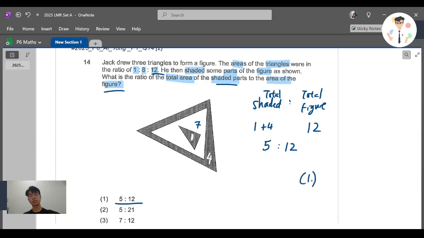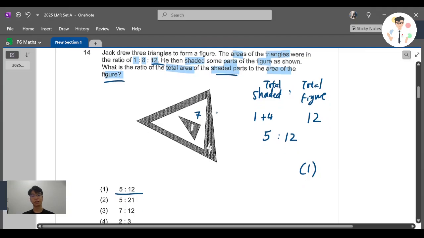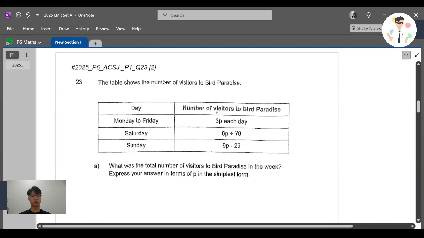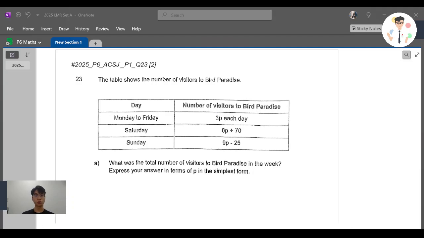Some of the students might get confused by just doing 1 plus 8 plus 12, something like this, 1 plus 12, and that is actually very, very careless. Let's move on to the next question, which is from ACSJ Paper 1, question 23.